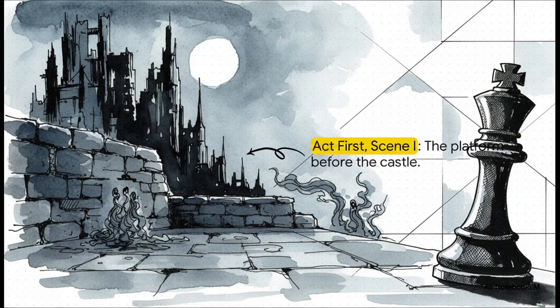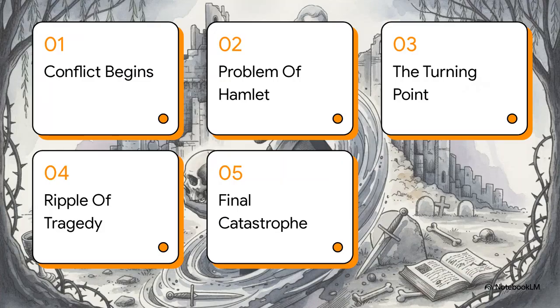We begin on a cold, super tense platform before the castle at Elsinore. By strictly focusing on the high-stakes plot from the very first scene, we get to observe the intense psychological chess match that really drives this whole narrative forward. It's like we're stepping right into the middle of a deeply unsettled kingdom. To demystify this complex story, we'll map it out using the classic five-part dramatic arc structure.